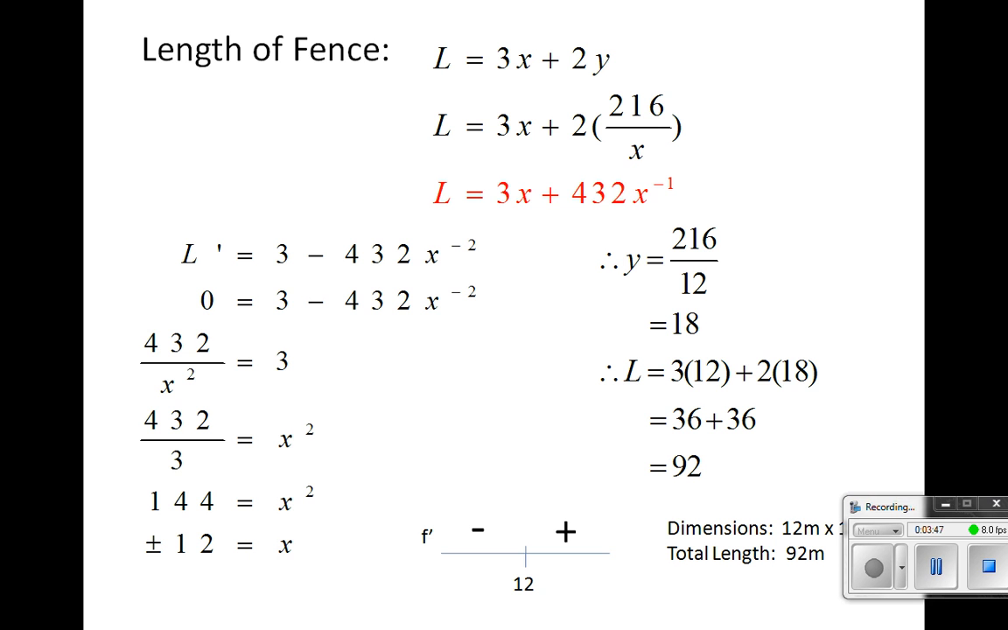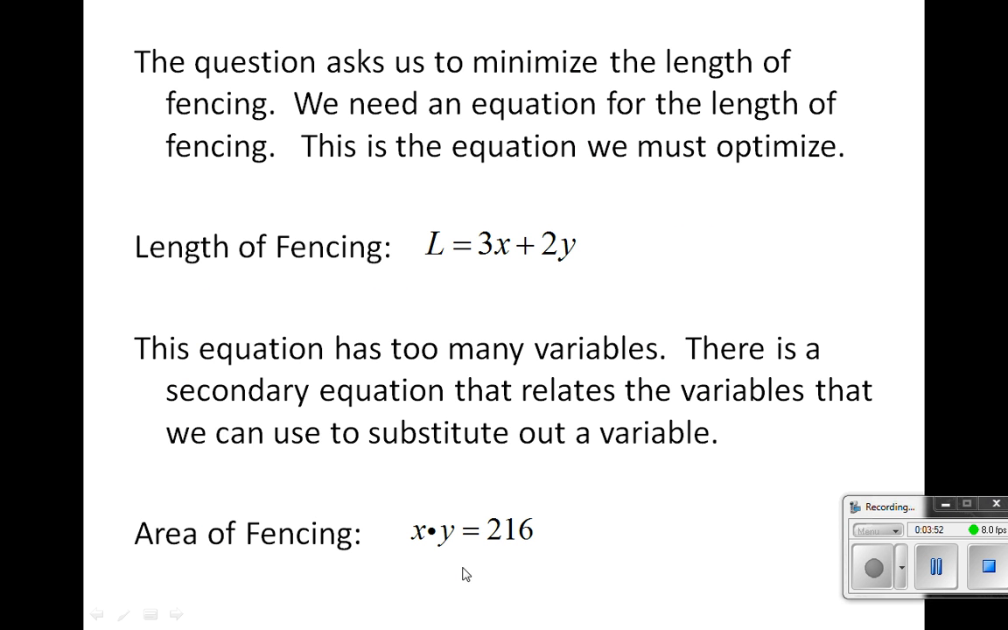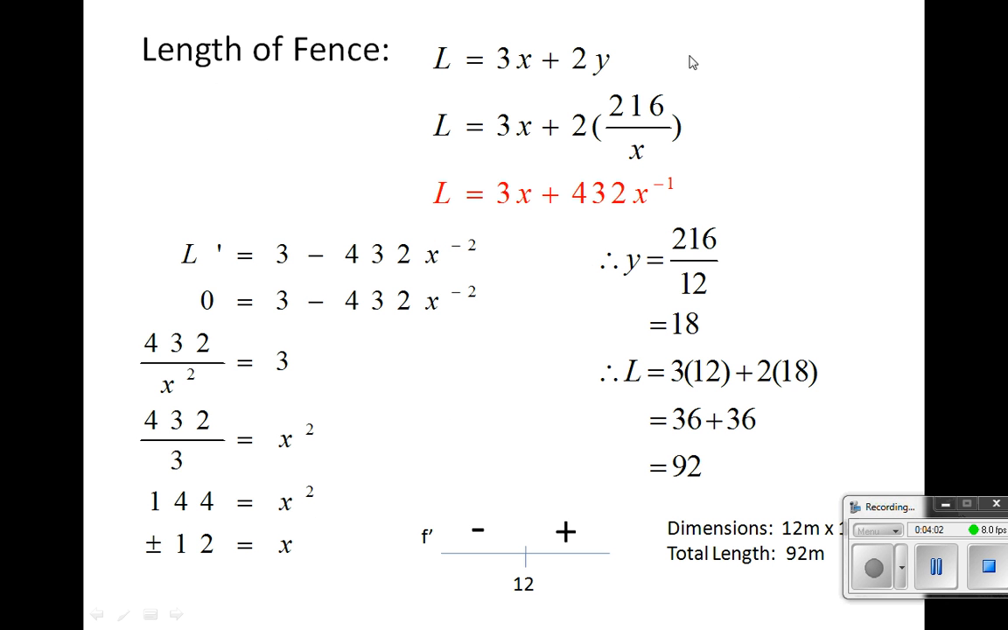So I chose to write my length in terms of x. Let me go back for a second. If I write it in terms of x, that means y is 216 over x. So this y right here I'm going to replace with 216 over x. So here we are, 216 over x. I've cleaned it up a little bit, took the derivative and set it equal to 0 and solved, and I got 12 and negative 12.